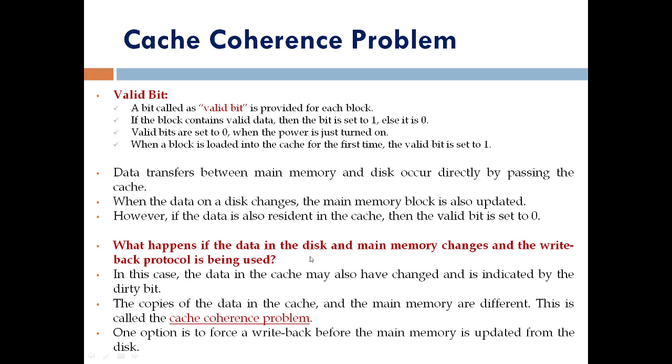What happens if the data in the disk and cache memory changes and the write back protocol is being used? In this case, the data in the cache may also have changed, and this is indicated by the dirty bit. The copies of the data in the cache and the main memory are different. This is called the cache coherence problem. So the cache coherence problem means the data in the cache and main memory have two different values. Both do not have the same value, and that is called the cache coherence problem.